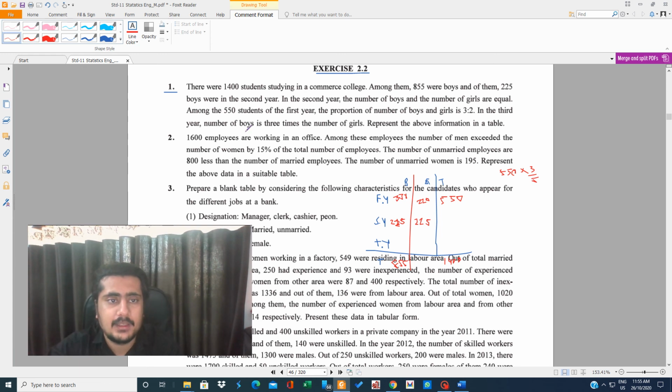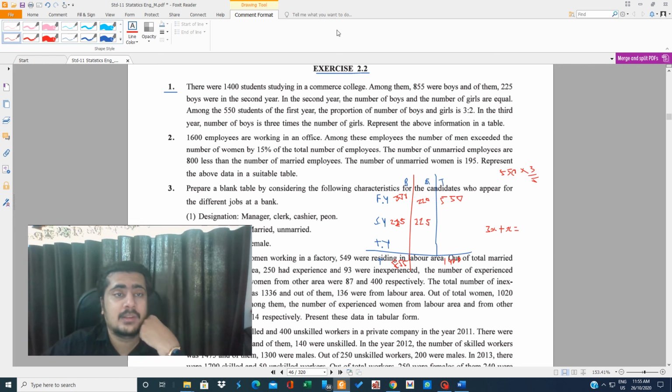In the third year, boys is 3 times the girls. Suppose girls is x, then boys would be 3x. Boys is 3 times the girls, so it is exactly like this, 3x plus x. Now, how many students are in third year? We can find it, obviously, why not?